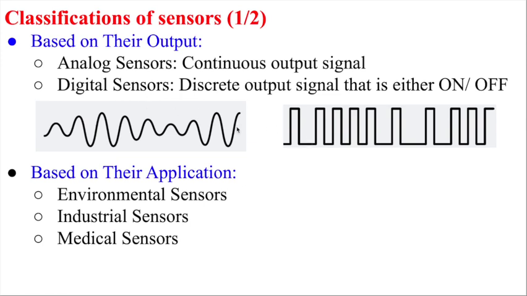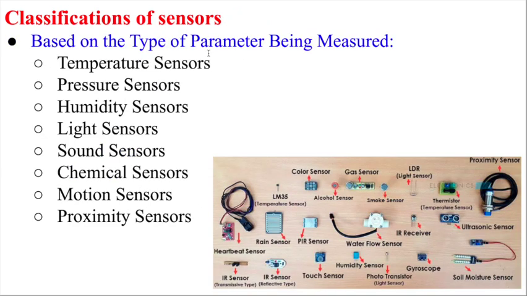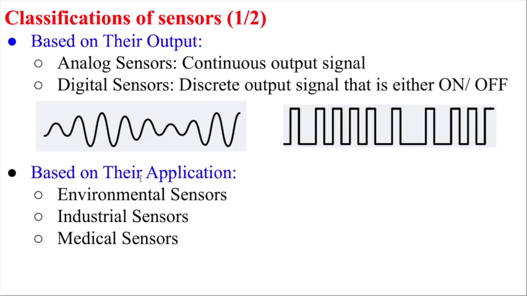This is very easy to classify the sensors into two categories. One is the analog sensor, the other one is the digital sensor. Of course, based on their application, not based on their parameter measurement. Here we measure the parameters. Here we have the application.